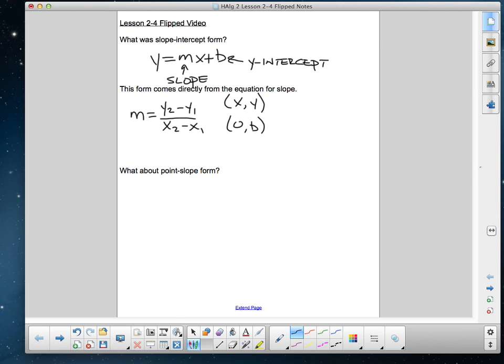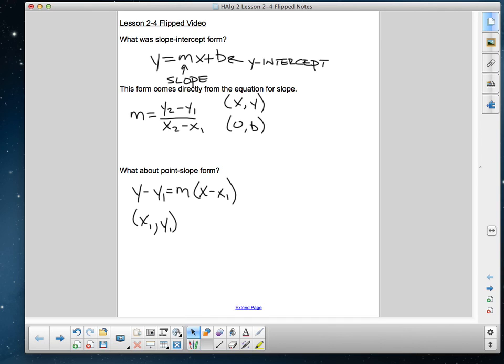Point-slope form. The point-slope form is the next form that we're going to look at. Point-slope form is y minus y1 equals m times x minus x1. In point-slope form, m is still our slope. x1, y1 is just a point. It's just some point on our line. So these are two forms that we're going to look at today: slope-intercept form and point-slope form.